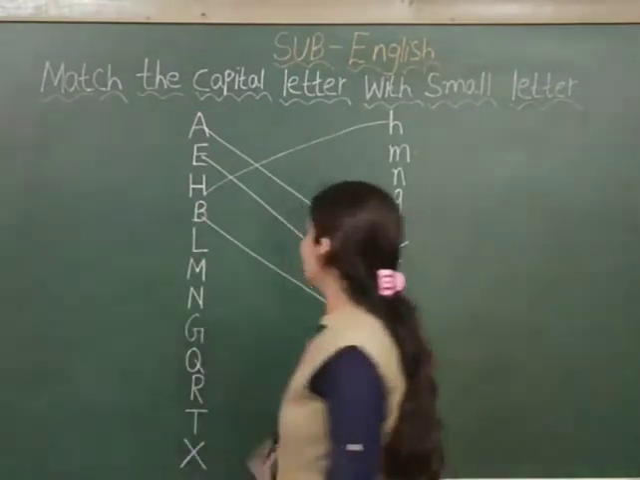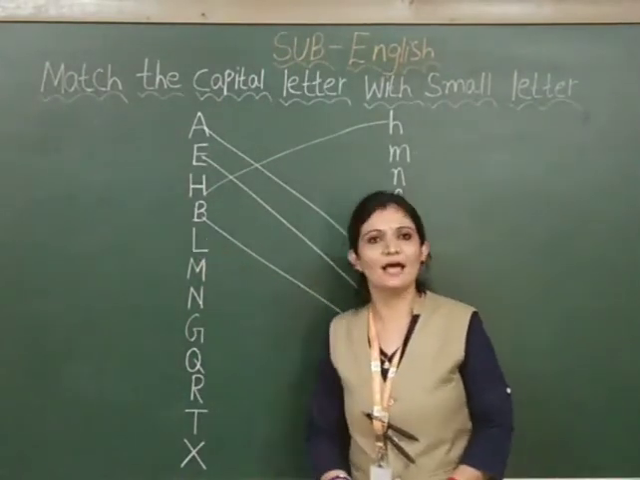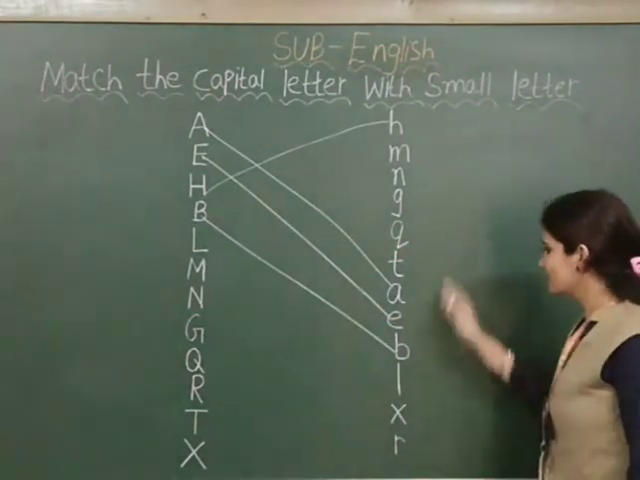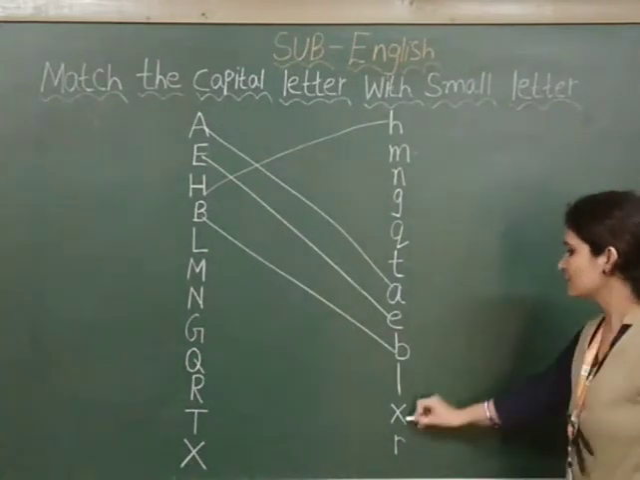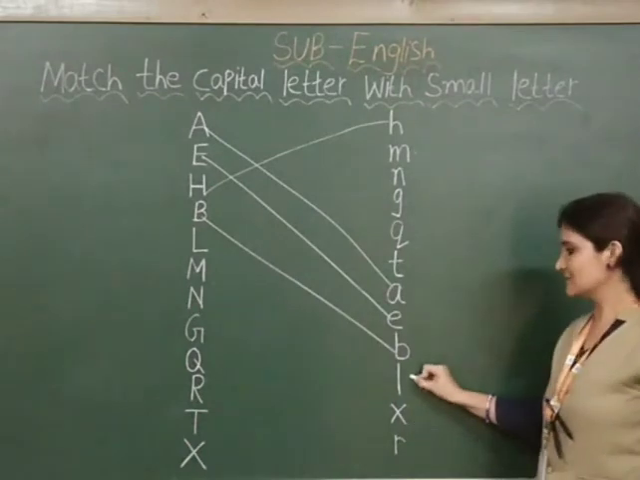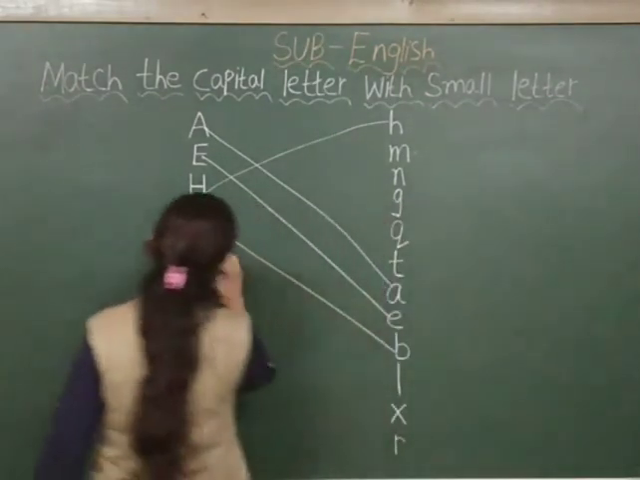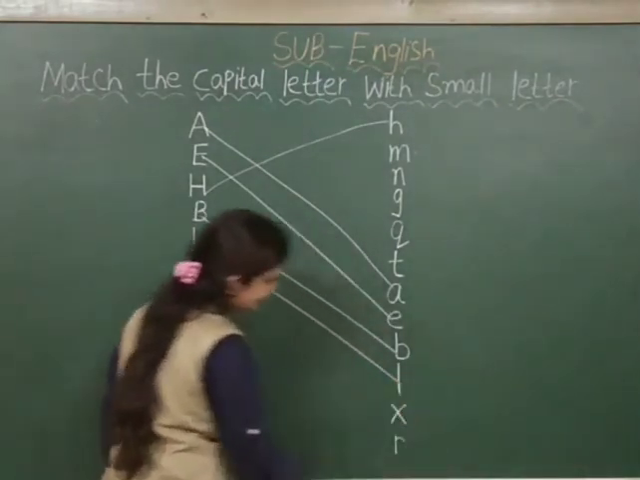Yes. Now, which letter is this? This is capital letter L. L for lollipop. Now we have to find here where is small letter L. This one? No, this is small letter X. This one, yes, this is small letter L. Now we have to draw one line like this.